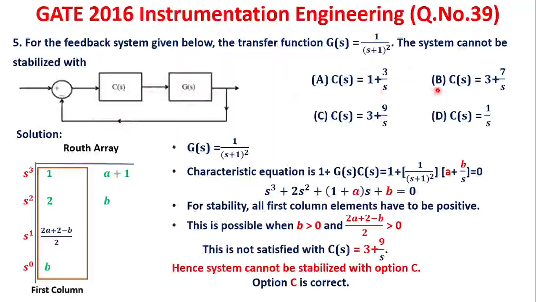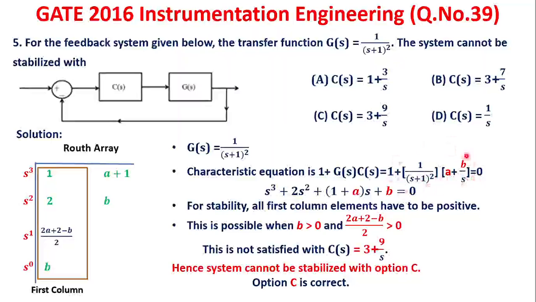So all these four fit into the same form, a plus b by s. Of course, here a is 0, and it is b by s. So G of s is 1 by (s plus 1) whole square, multiplied by this C of s. So 1 plus G of s C of s, H of s is 1. So 1 plus 1 by (s plus 1) whole square into (a plus b by s) equals 0.